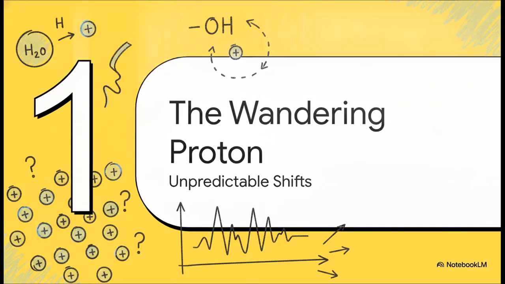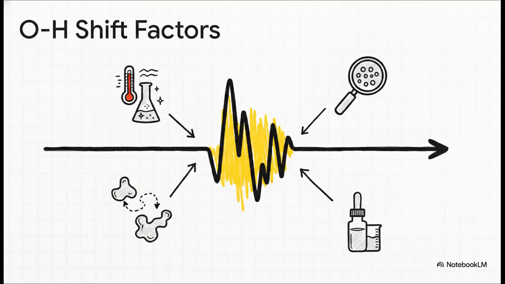Section 1. The wandering hydroxyl proton and its unpredictable chemical shifts. Let's kick things off with our primary suspect found in alcohols. This thing is a classic headache because its chemical shift simply does not stay put. Depending on variables like the temperature of your sample, trace acidic or basic impurities, concentration, and your choice of solvent, the peak can wander anywhere from 0.5 all the way up to 5.0 parts per million. But the biggest culprit here? It's absolutely the extent of intermolecular hydrogen bonding.